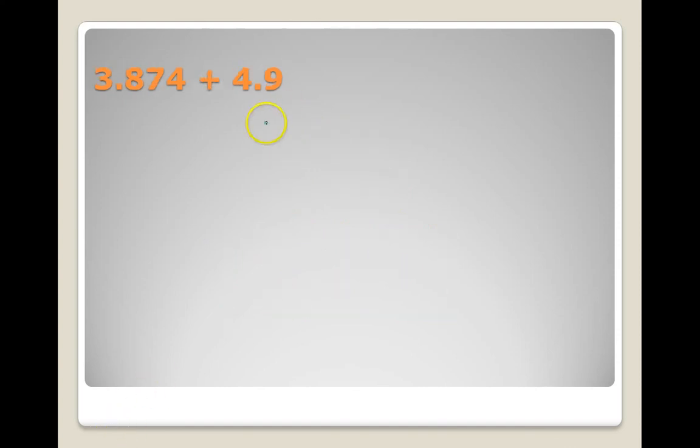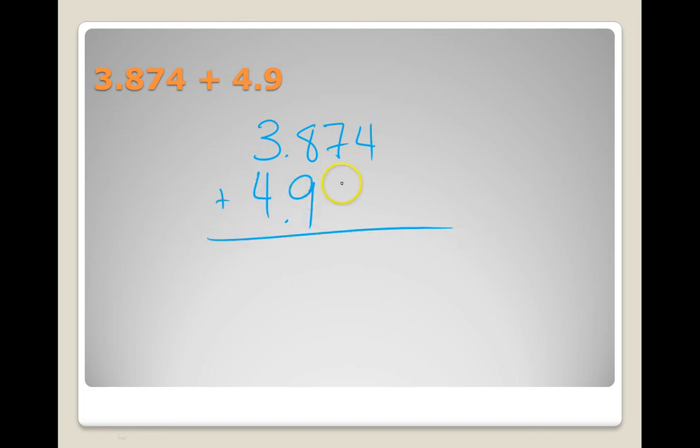Here we go, another adding one. 3 and 874 thousandths plus 4.9. We want to line up the ones with the ones, tenths with the tenths. And actually what I like to do is fill in those open spots with zeros. There's nothing under the 7, put a 0 there. Nothing under the 4, put a 0 there. Then we add 4 plus 7, 17, carry the 1, drop that decimal point, and we get 8. So 8.774, 8 and 774 thousandths. And that's my answer.